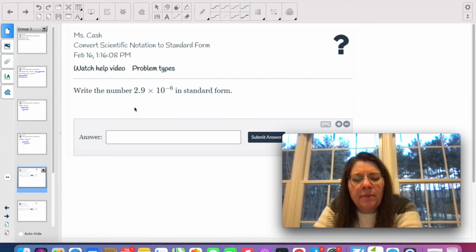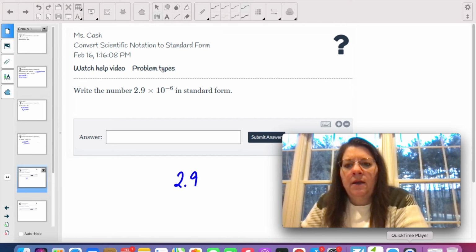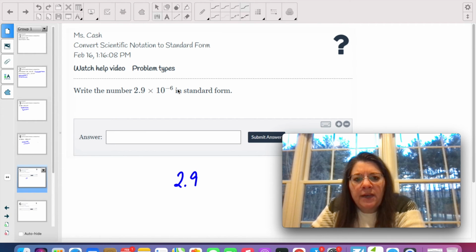So here's an example of a problem that might be in Delta Math. What I would do is I would take that 2.9, I would write it on a piece of paper. So if you think about this problem, does the -6 tell us to move right or left? Does that mean a big number or a small number? Well, when I see a negative, I think small. So I need this number even smaller than it is now. I'm going to move it left.